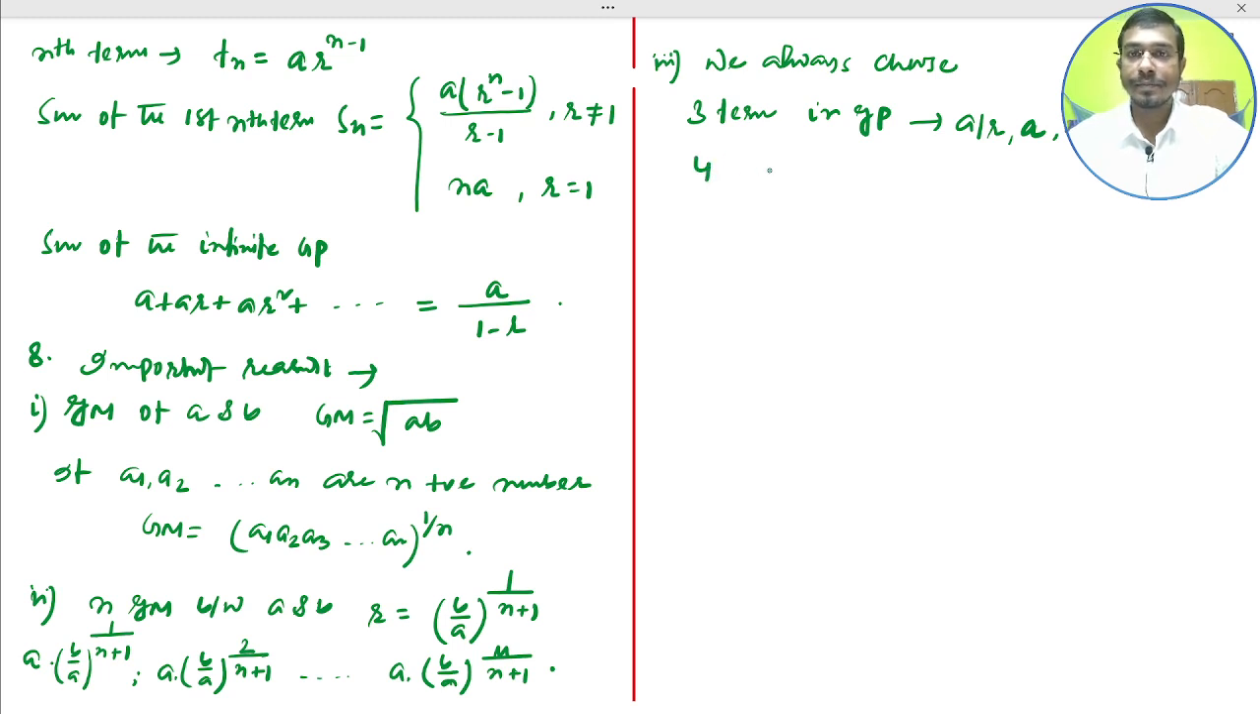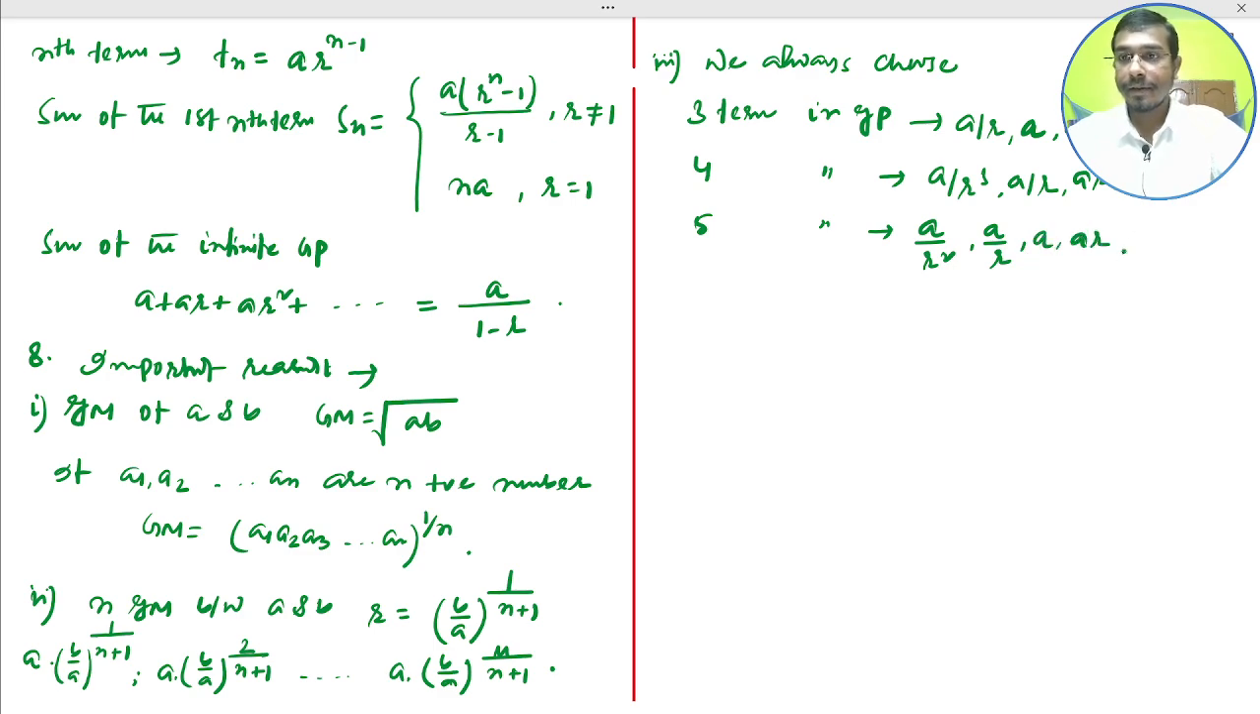Next, the four terms in GP: A/R cube, A/R, AR and AR cube. Next, the five terms in GP: A/R square, A/R, A, AR and AR square.